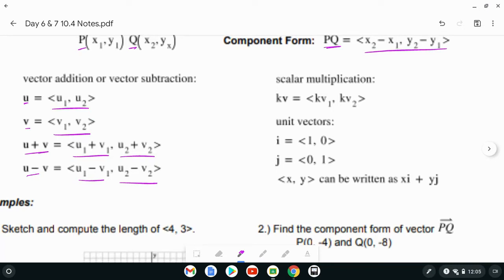Scalar multiplication. If you're trying to multiply or scale a vector, you can multiply each individual component, the horizontal and vertical, to get the resultant.